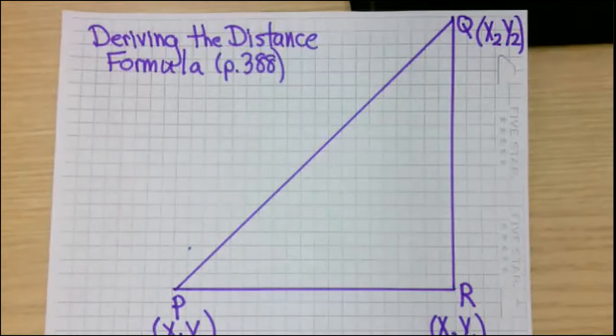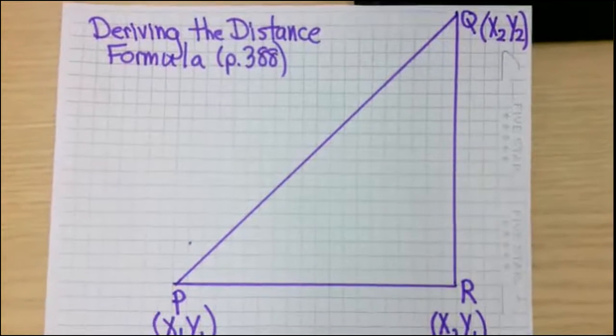Okay, now we're going to move on to deriving the distance formula. This is a formula you are going to use a ton in geometry when you do that course. So you're definitely going to want to know how to do this. We're going to derive it using the Pythagorean theorem. This Pythagorean theorem is helpful for so many things. So page 388 is what I'm working from. It's a little bit confusing on the page, so I'm going to break it down a little differently.